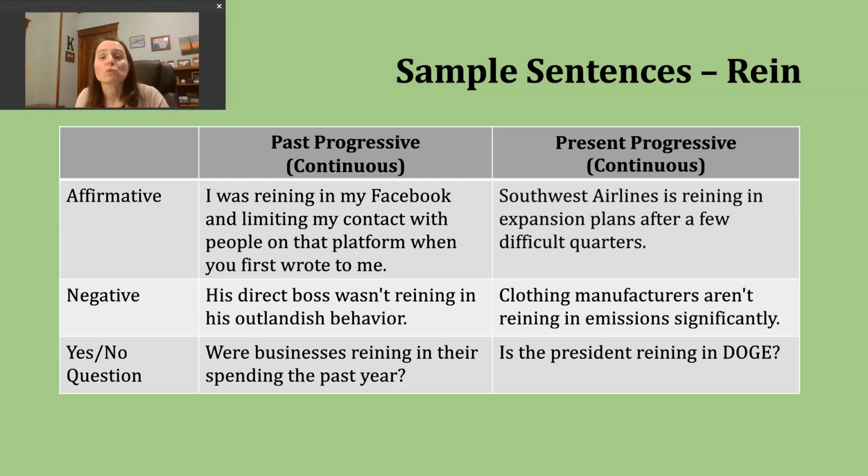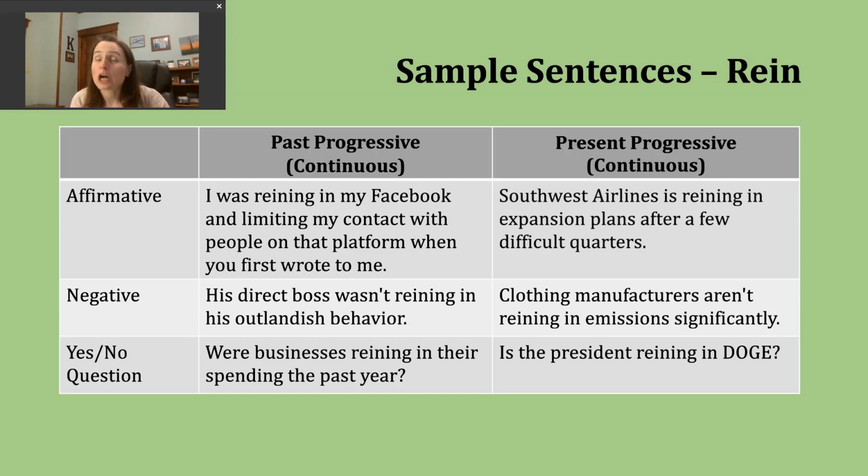Southwest Airlines is reining in expansion plans after a few difficult quarters. So again, this comes from a headline, a news article. Again, that idea of restraining, controlling something. So maybe they had these big plans. We're going to fly to this city and this city and this city. And they thought about it like, oh, maybe it doesn't make financial sense. So we're going to kind of reduce or scale back those plans.